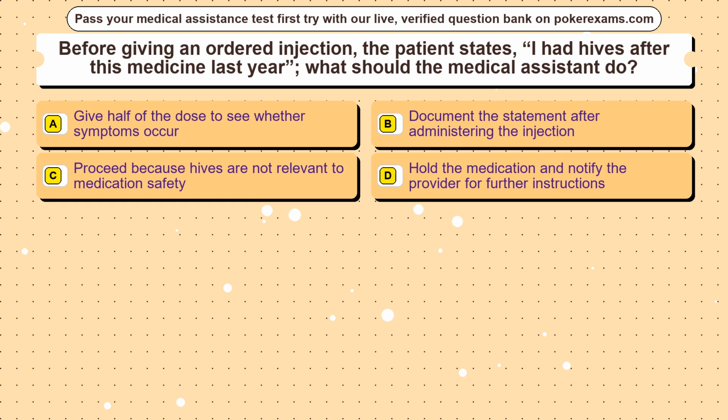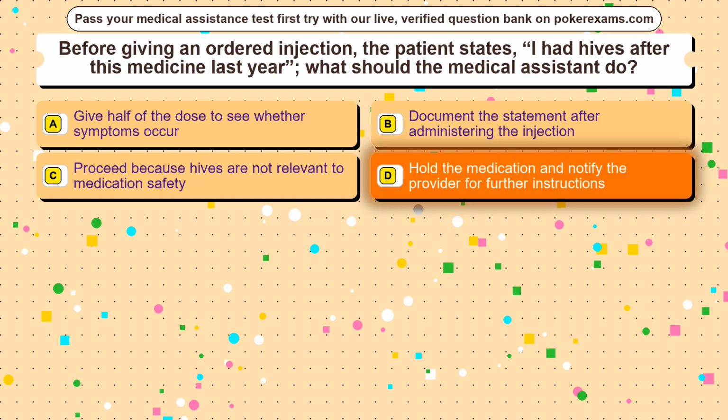Question 52. Before giving an ordered injection, the patient states, "I had hives after this medicine last year." What should the medical assistant do? Option A. Give half of the dose to see whether symptoms occur. Option B. Document the statement after administering the injection. Option C. Proceed because hives are not relevant to medication safety. Option D. Hold the medication and notify the provider for further instructions.